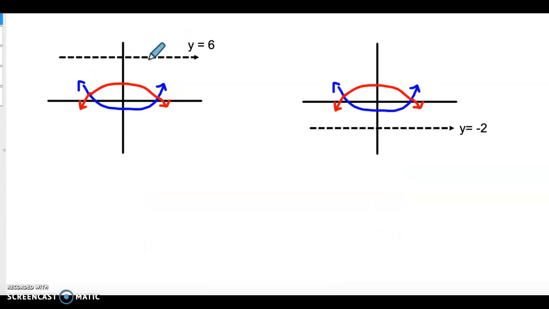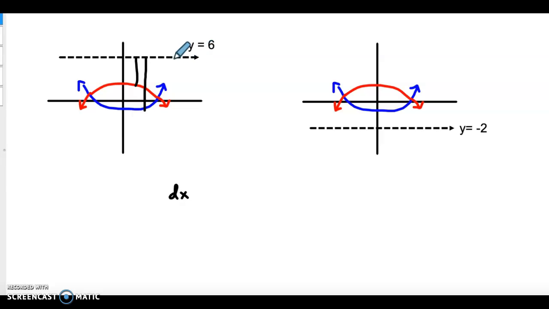So here we go. This is going to be a dx, correct? Because it's perpendicular to our axis. Now, which curve is farther from the line, the blue curve or the red curve? The blue curve. So the distance between my 6 and the blue curve is going to be the big radius, and between my line and my red curve, that's going to be my small radius.